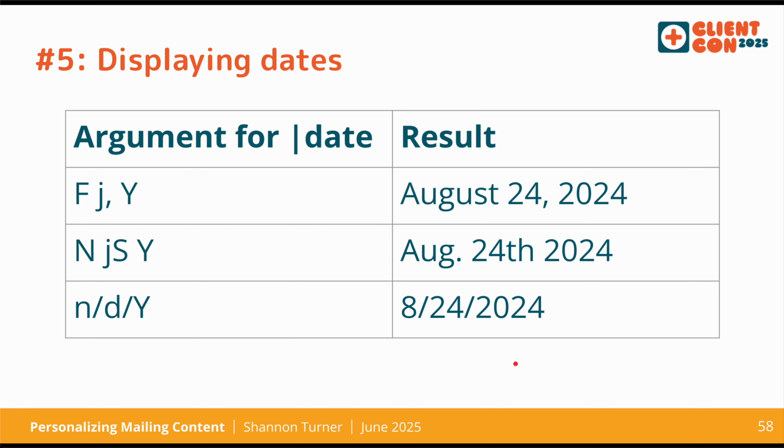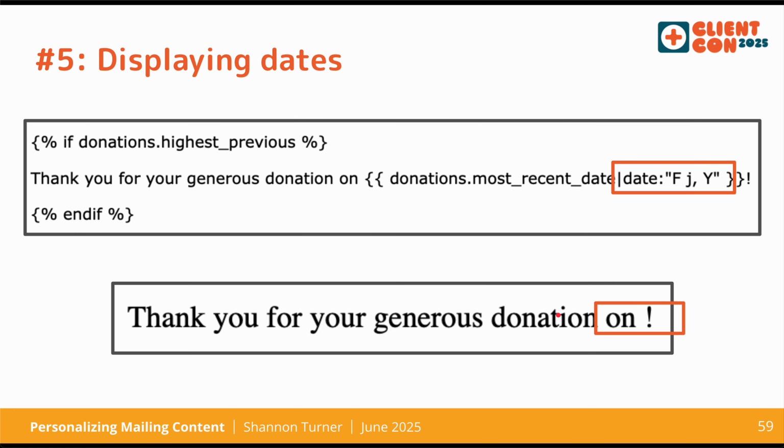Now there's a ton of different options that you can use for the date argument, but common ones that you might find useful include F, J, Y, and don't worry about memorizing these. I don't memorize them either. I look them up every time. These are all case sensitive, but these are the codes that reference things like, okay, August 24, 2024, or maybe I want to show it 8/24/2024, all of that. So here's how we would apply this. We would use the date filter on most recent date and include the argument that you want.